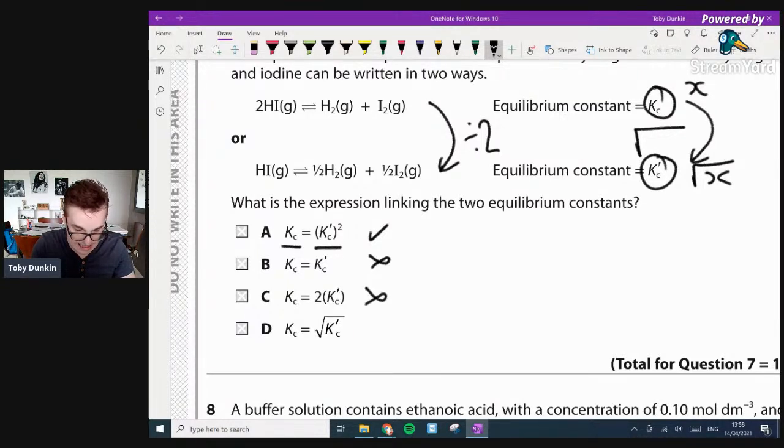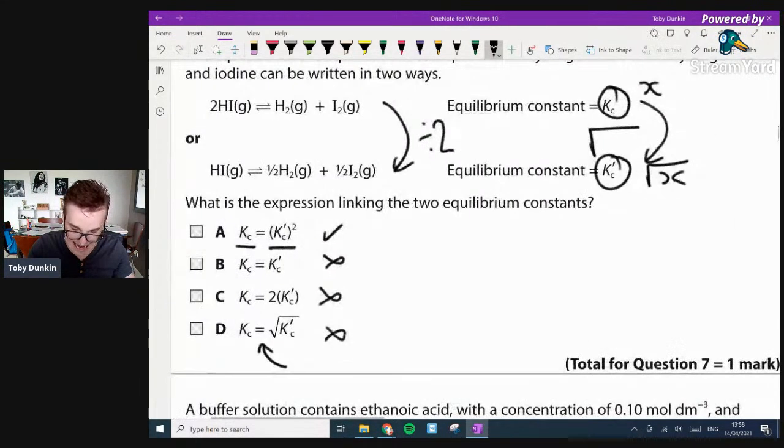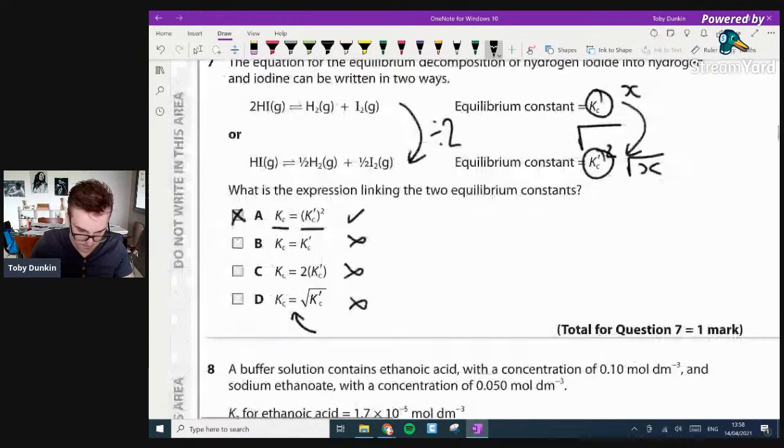And then the last one has actually told us how to translate one to another. And the key thing there is the equal sign. The only time we want Kc dash to equal Kc is if we take Kc dash and square it. That would make it the same. So A is the right answer.